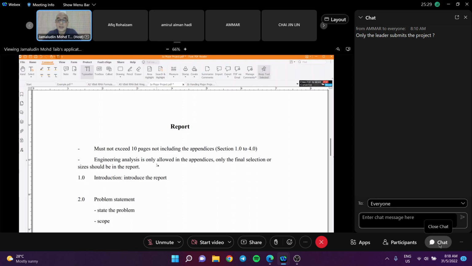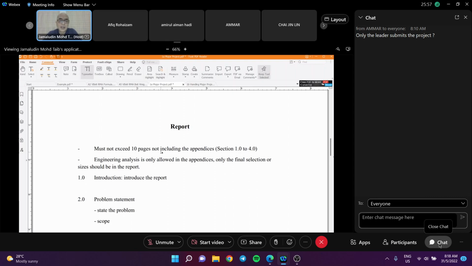In the appendices, it can be handwritten, but it must be very nicely handwritten and legible, very nice to read. Every analysis should go in the appendix. In the report, only the final selection should be included.